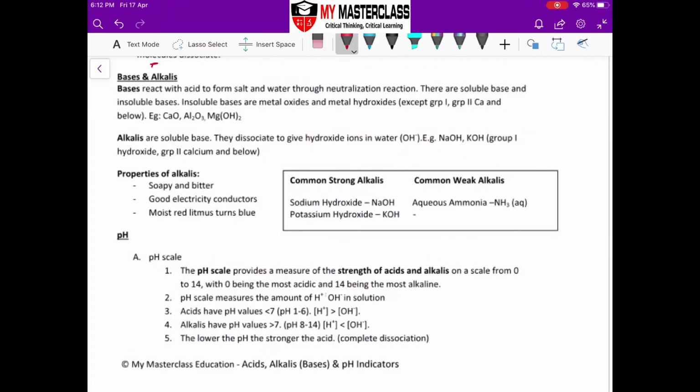Okay, the next part of the lesson, we are going to look at bases and alkalis. So these few are very, very clear definitions that you have to know under the syllabus. So bases, what are they? By definition, they react with acid to form salt and water.